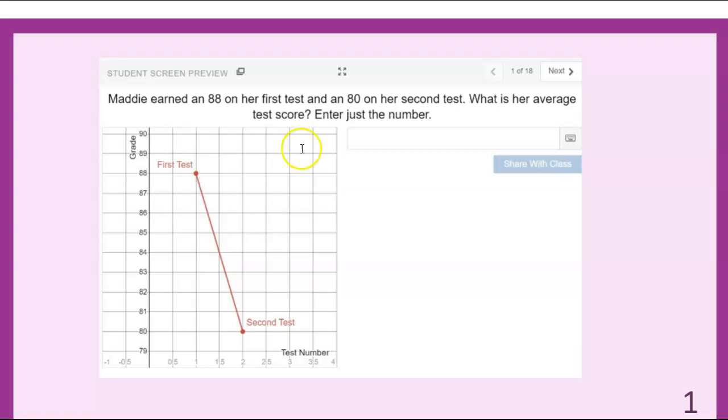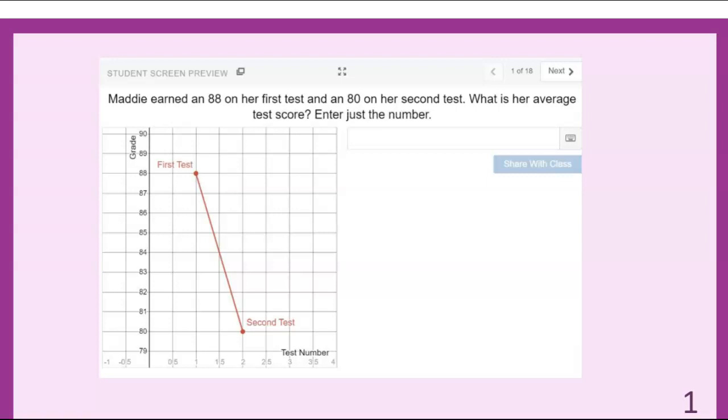But we will do a couple of problems here together just to make sure we are on the same page, figuring things out the same. So this first page in Desmos, be sure to bring this up and work along with me. Maddie earned an 88 on her first test score and an 80 on her second test. What is her average test score?